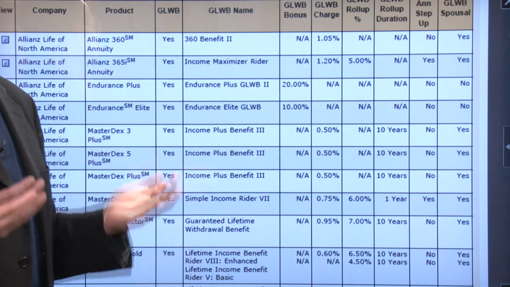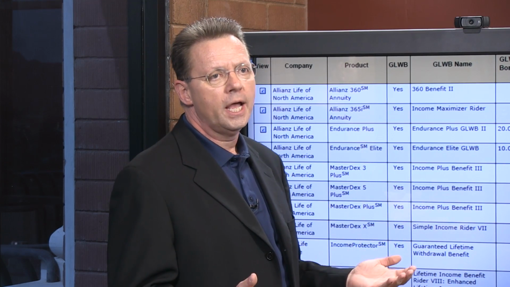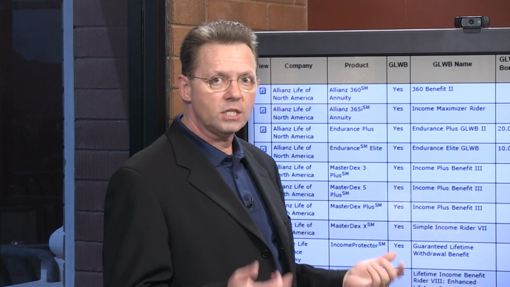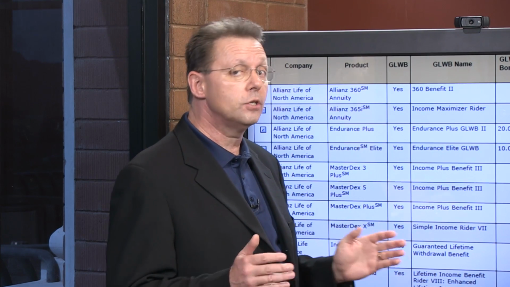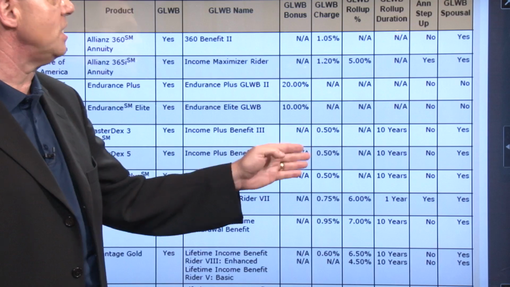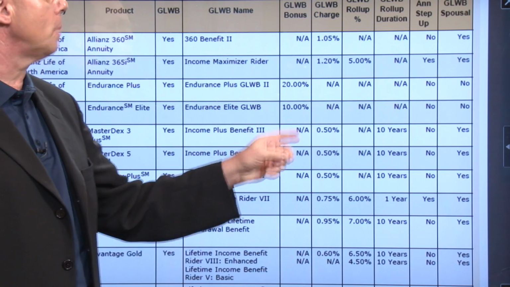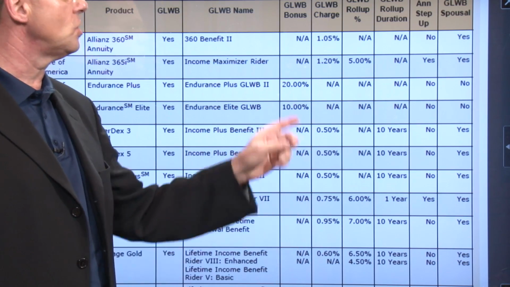And remember, a lot of these clients are going to be looking at their total rate of return, and they're sometimes not incorporating the cost of this. And in a non-crediting year, this could be an issue, and I'm going to show you that in a little bit. So I'm also looking, does it have a GLWB roll-up? How long is the roll-up duration? And is there any annual step-up?